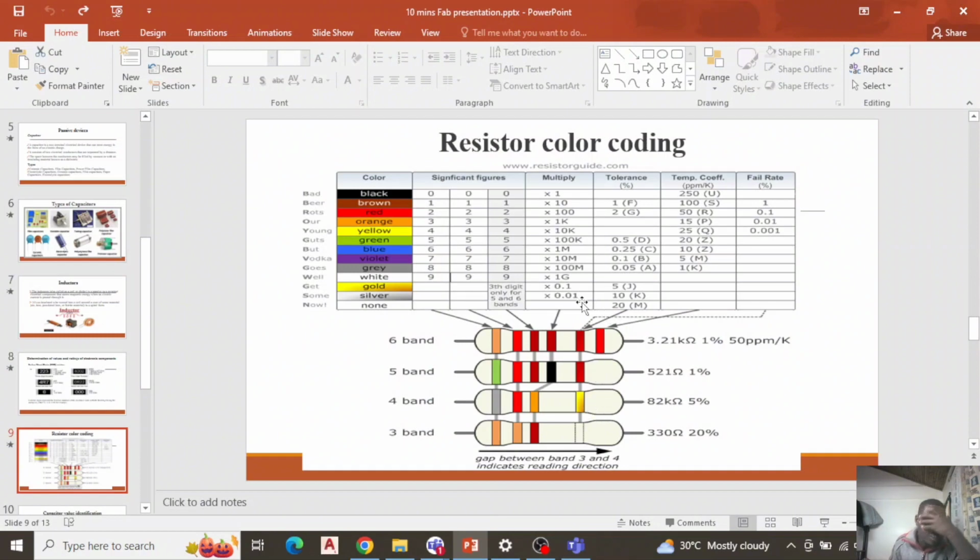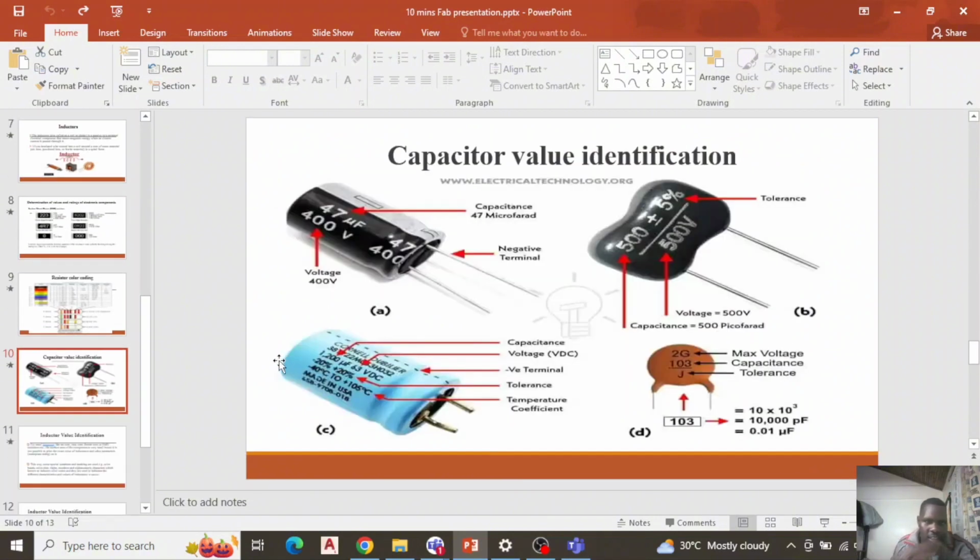Okay, that's absolutely correct. In fact, that is how it is done. You first identify the bands in the resistor, whether it is 6, 5, 4, or 3 bands, and then you use the color coding chart. So actually, Simiu, you have explained correctly. I don't even want to add anything. Okay, so those were just the types of capacitors.